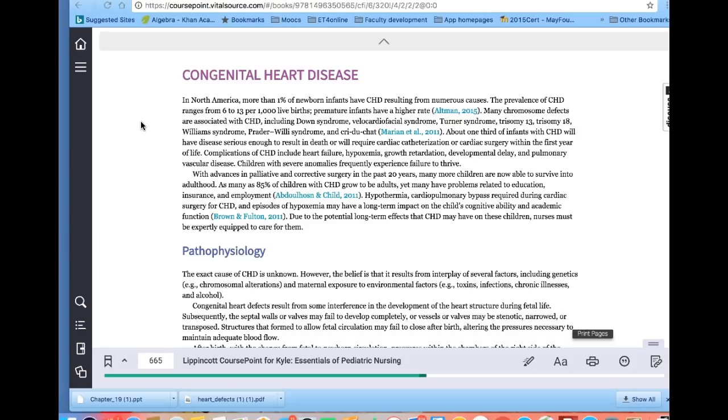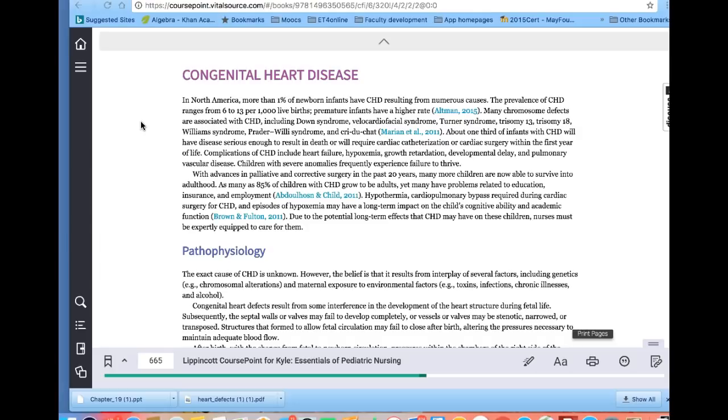They can be poor feeders. They can get sweaty when they feed. They're irritable. Failure to thrive is a comorbidity of congenital heart disease. You see the kids, like I said, that grow linear. They get taller, but they don't ever gain weight. That's as a result of poor feeding. They just get too fatigued and they can't eat.